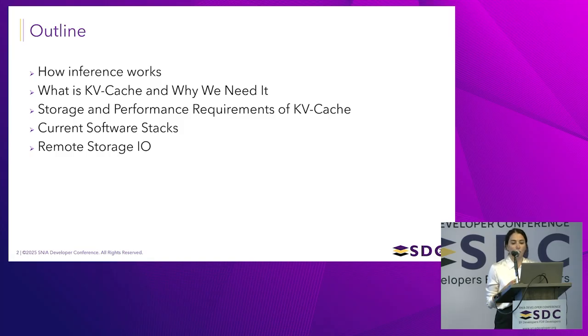And KV cache offloading comes into play and has an important role. It's a niche but increasingly important optimization for inference workloads. And with these techniques, the inference performance is improved significantly. So today during the talk, I'm going to talk about how the KV cache works, what the KV cache is, why we need it, what the storage requirements of the KV cache are from a capacity and also performance perspective, what the current stacks are, and I'm also going to talk a little bit about the IO access, especially when we talk about remote disaggregated storage.